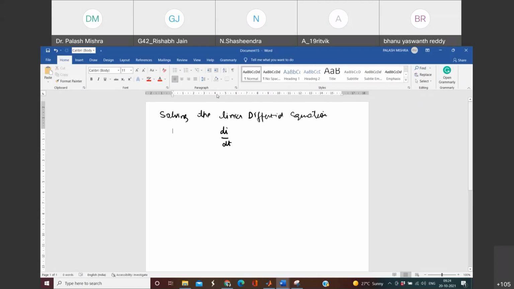di/dt plus R/L times i equals E/L. So this equation, you can just write it down as, I'm just writing in a general term to let you know how to solve all these equations. Okay.